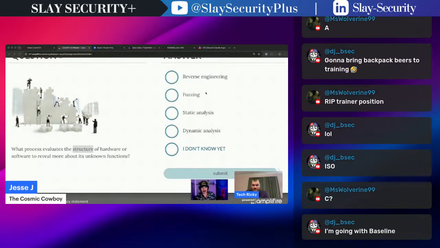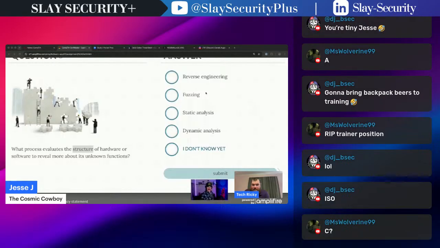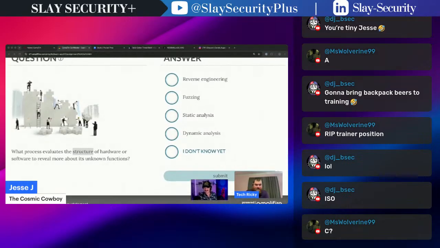What do we think? Reverse engineering. Did you read this question? I know you just got it into chat. Let me read it. What process evaluates the structure of hardware or software to reveal more about its unknown functions? Yeah, reverse engineering. You think it's reverse engineering? I thought it was either reverse engineering or static analysis. Yeah, I'm going reverse engineering.